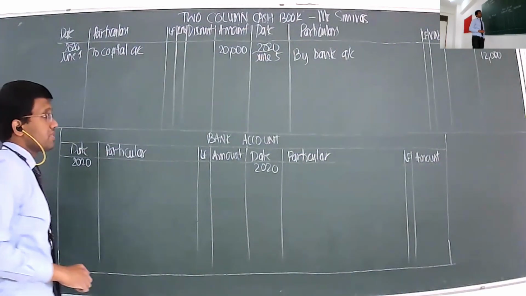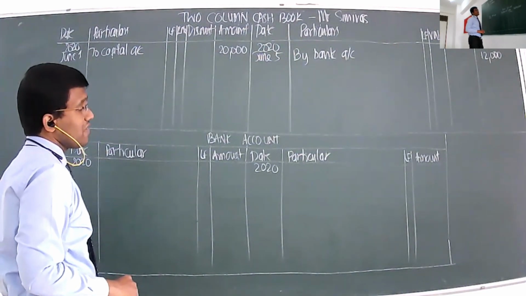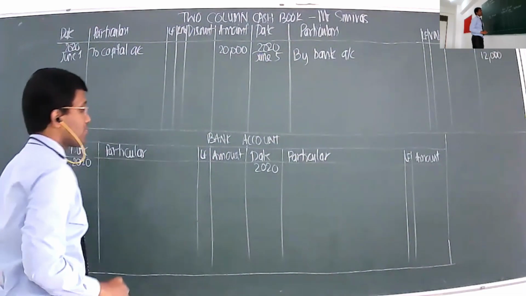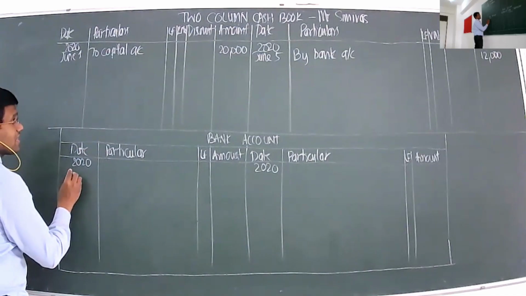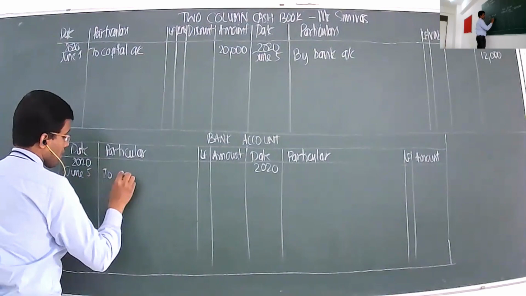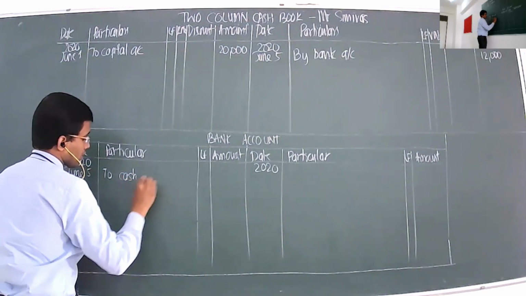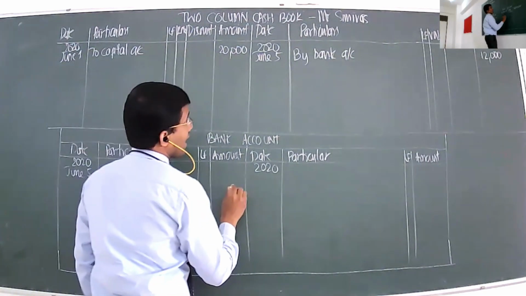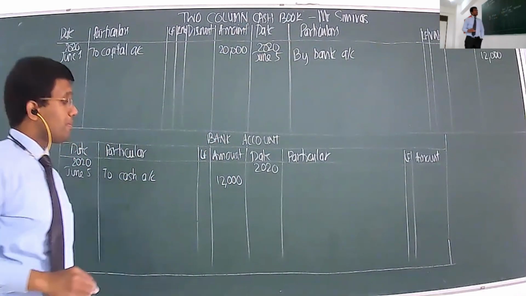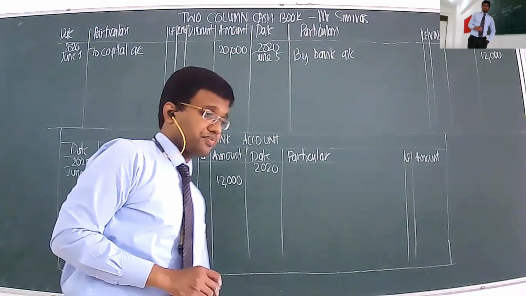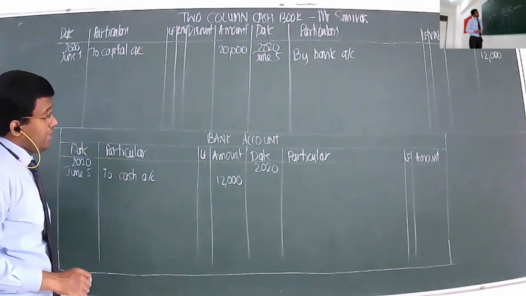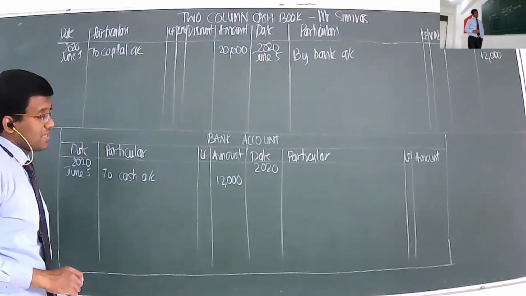Bank account is a personal account. The golden rule is debit the receiver, credit the giver. When you open a bank account, is the bank receiving or giving? The bank is receiving. So June 5th, to cash account, and the amount is 12,000. Here you have opened a bank account with cash. Now let's look at the next transaction.